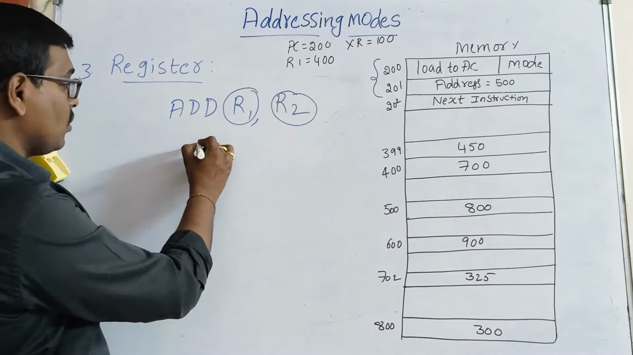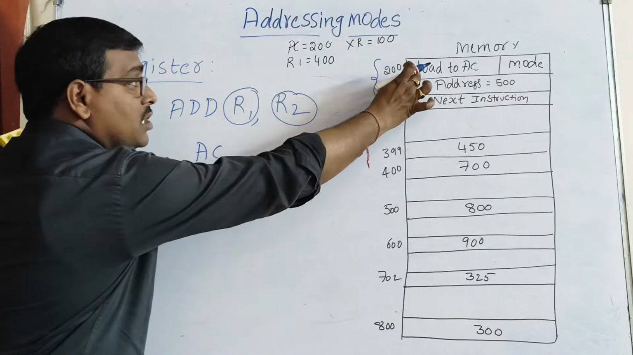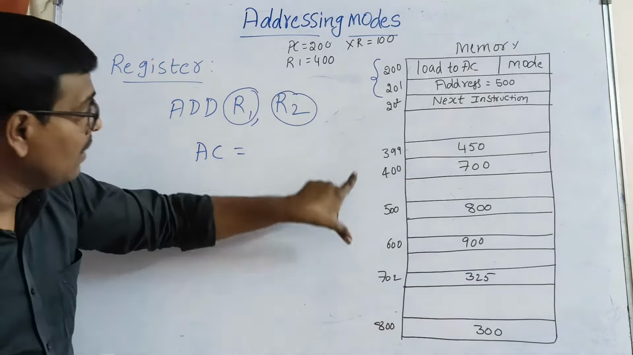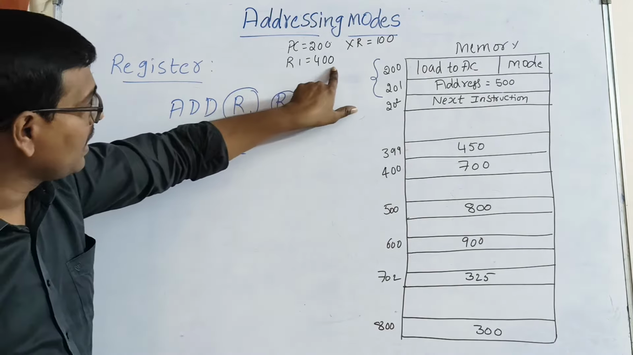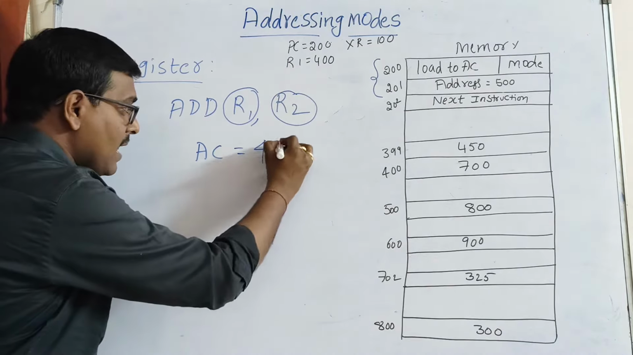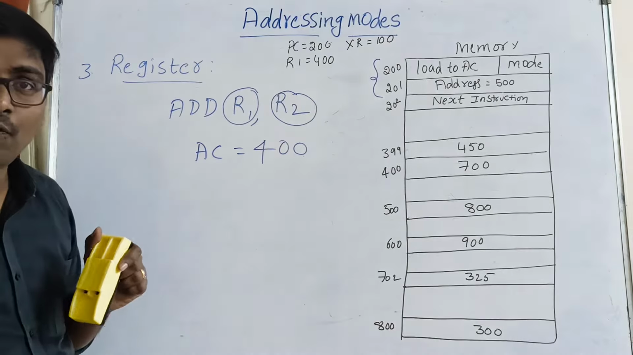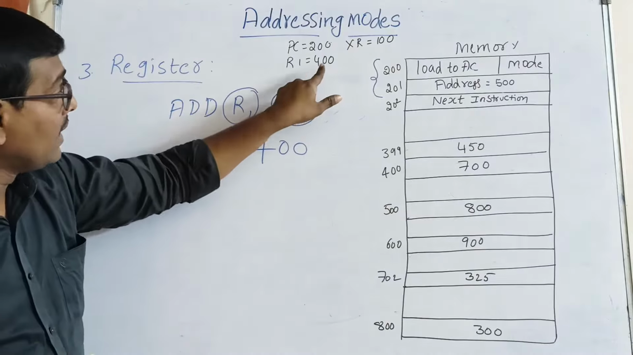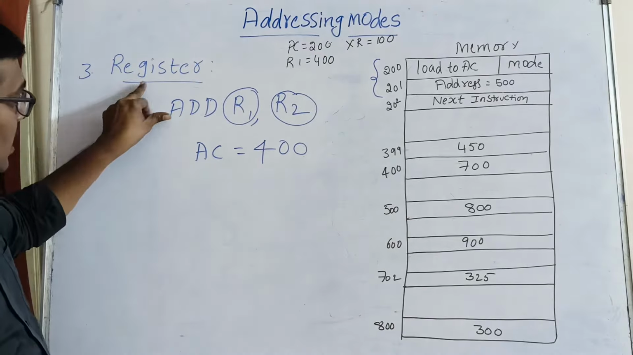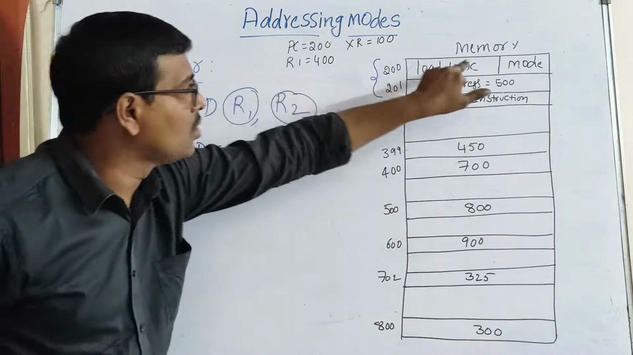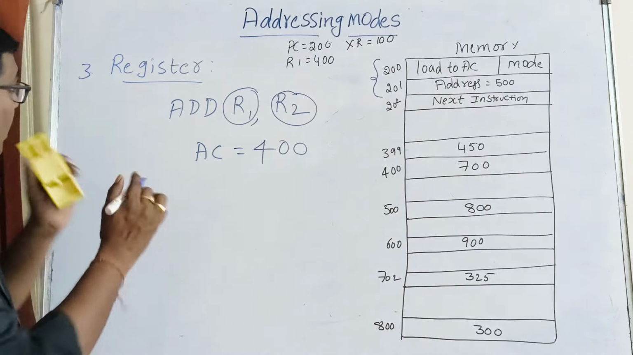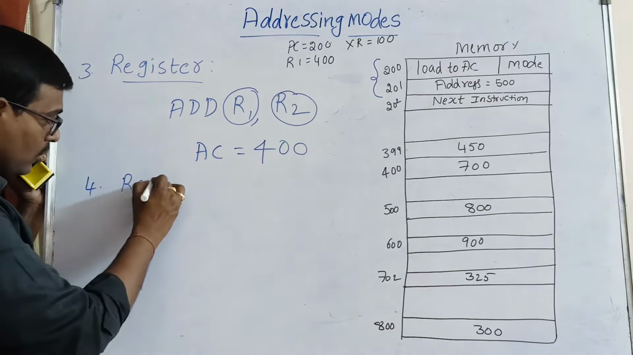According to this one, if you are executing this instruction, what is the value in AC? In my example, I am taking one register holding 400. Directly, the AC value is equal to 400. You got it? The content of the register is my operand. If it is register addressing mode, this 400 is loaded into AC. Now, exactly move to the next one.